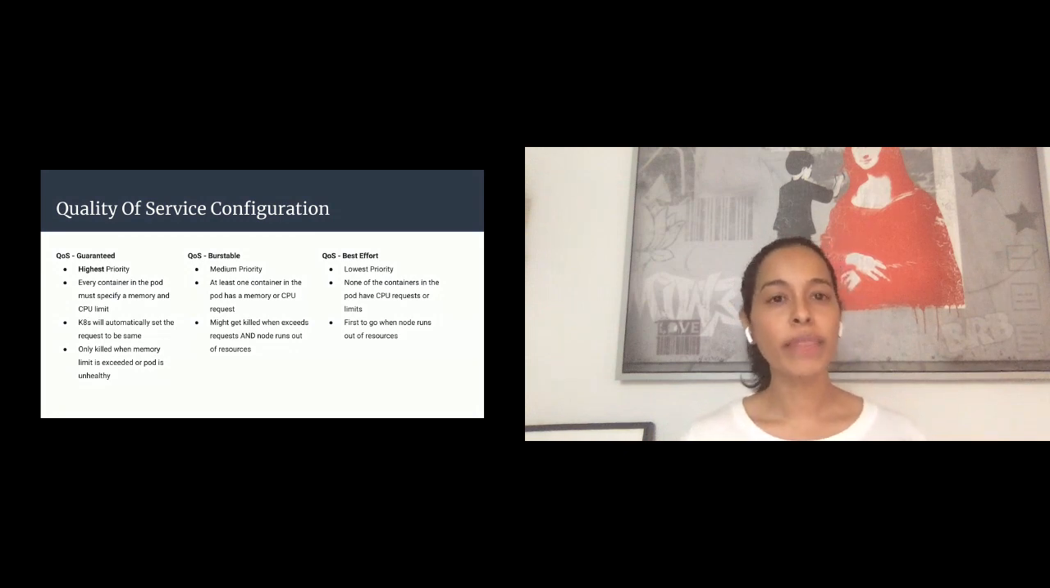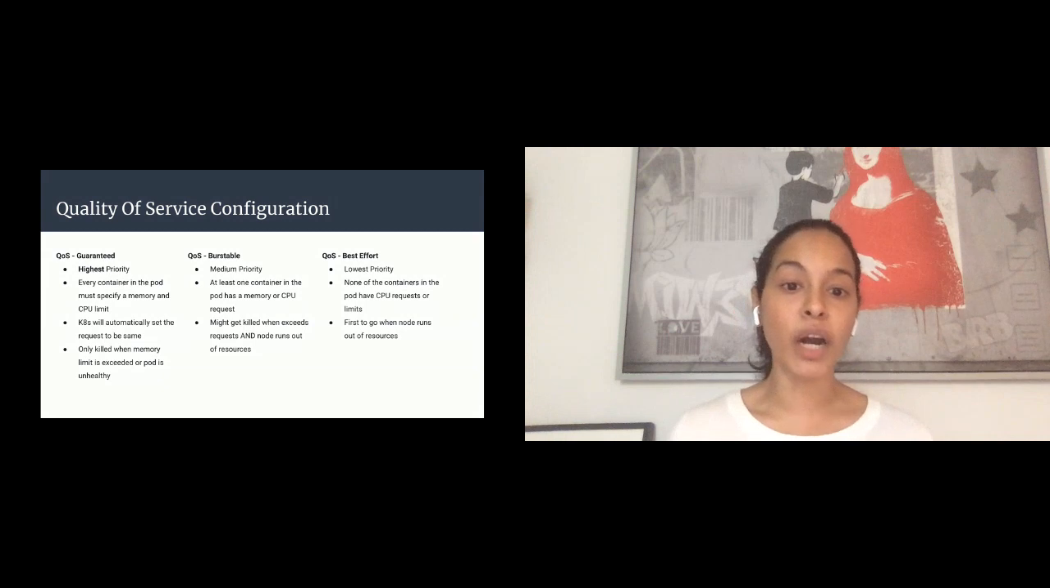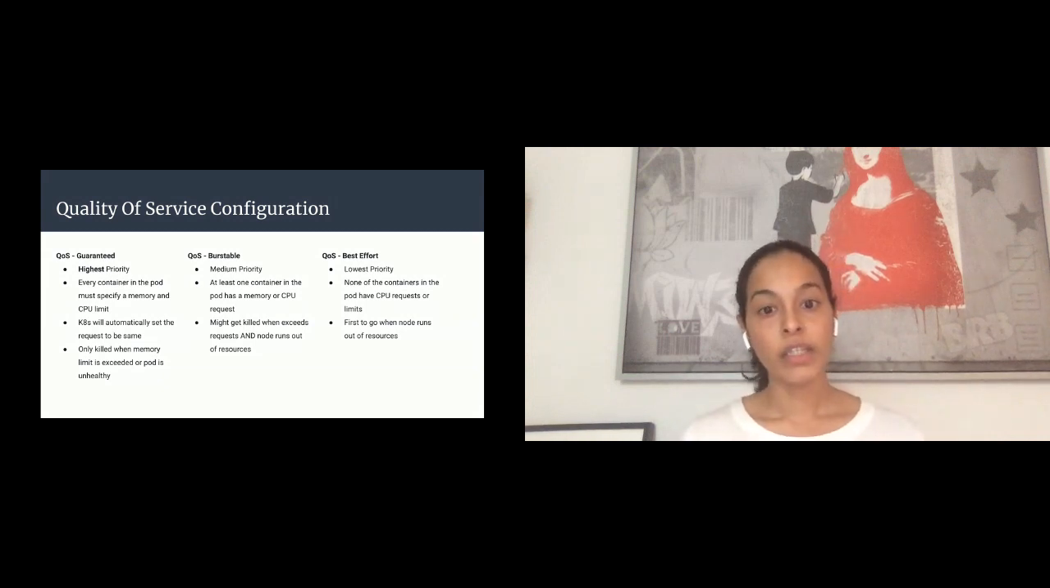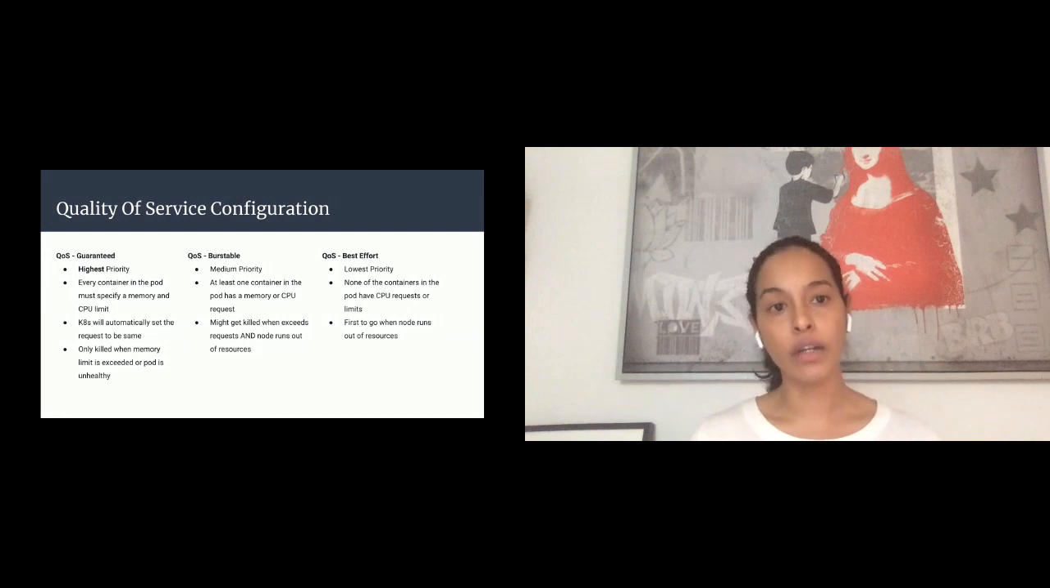With burstable, you can think of it as medium priority. At least one of the containers in the pod has a memory or a CPU request specified. It might get killed when it exceeds the request and the node runs out of resources. So it doesn't have to wait for the limit to be breached. It could happen when you're above your requests and the node is running out of resources.